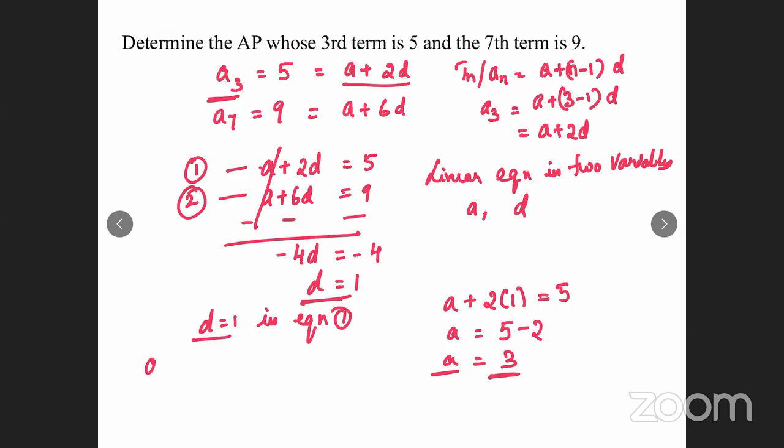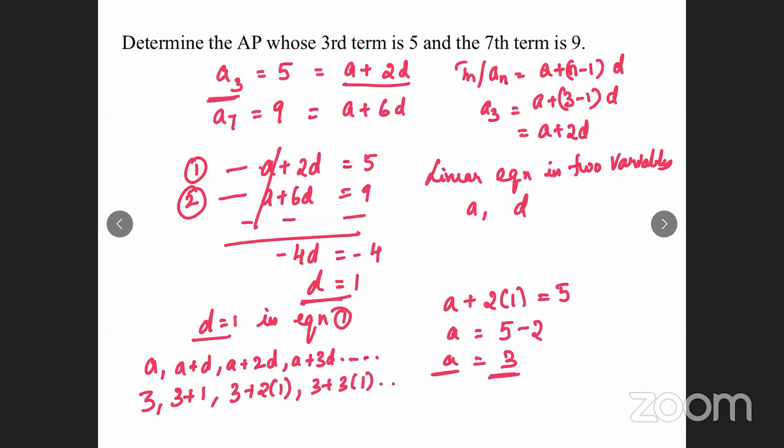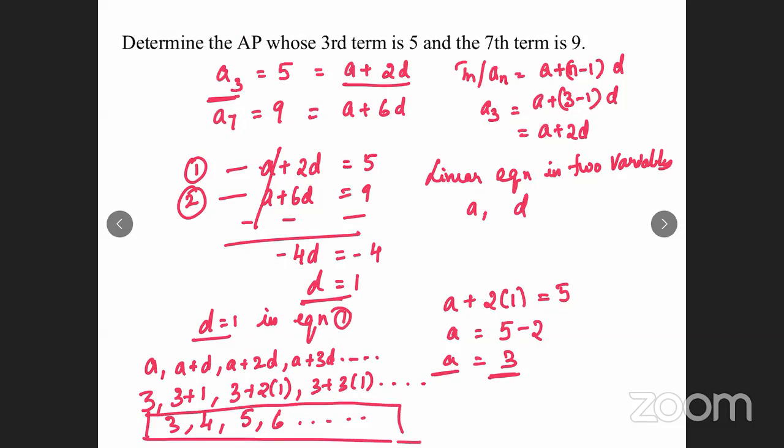So what is the general form of an AP? A, A plus D, A plus 2D, A plus 3D, and so on. So what is the A? That is 3, 3 plus 1, 3 plus 2 times 1, 3 plus 3 times 1, and so on. So 3, 3 plus 1 is 4, 3 plus 2 is 5, 3 plus 3 is 6, and so on. So this will be the AP. I hope this example is clear on how to solve an AP when any two terms are given in the AP. So next question.